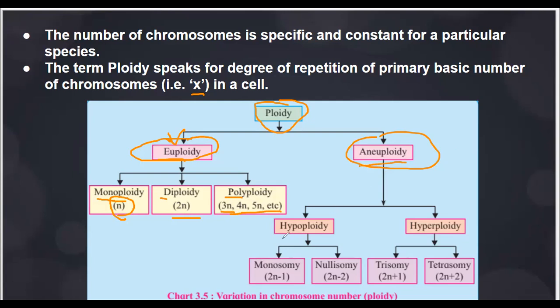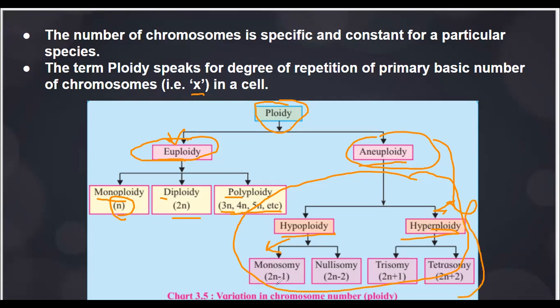Aneuploidy can be divided into hypo or hyper. Hypo means less than the required set of chromosome number. Hyper means more than the required set of chromosome number. So aneuploidy deals with the disorder state. Generally, aneuploidy is for disease condition or disorder condition.